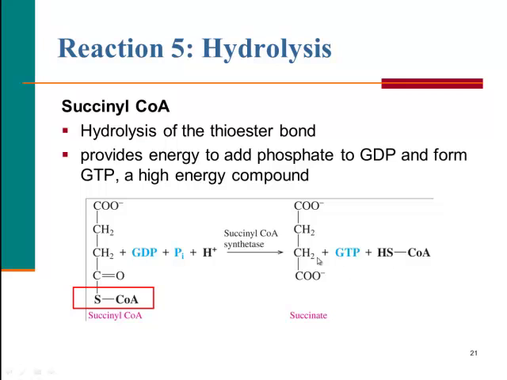Now that high energy bond is going to release the coenzyme A, and it's going to produce for us a GTP. So the energy stored right here is going to be used to add a phosphate onto GDP to make a high energy GTP molecule, which is essentially the same as making an ATP. So don't let the G confuse you. It's the same energy value as an ATP. So that gets us to a molecule called succinate, which you can see is a symmetrical molecule.